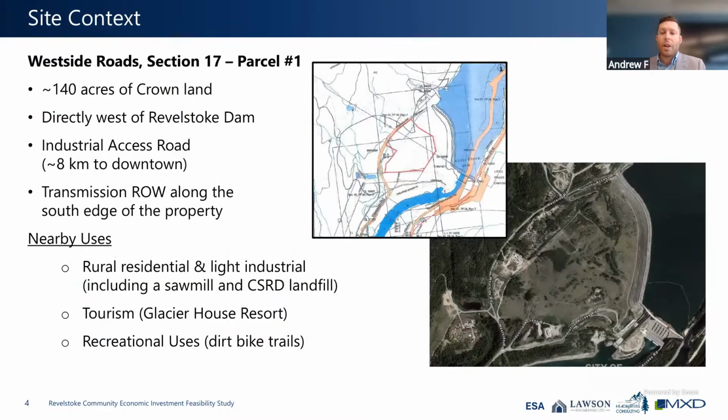So just for everyone's knowledge, the West Side Road site is approximately 140 acres of crown land just to the west of the Revelstoke Dam, with primary access off West Side Road. You can see it's the parcel directly east of West Side Road there in the map. Has beautiful viewpoints, but at the same time features some challenges that we'll go through in a moment. Just across basically from the dirt bike trails, Revy Riders, close in proximity to Glacier House Resort. And then currently along West Side Road is primarily a lot of environmentally protected areas, along with some rural residential and light industrial type uses.